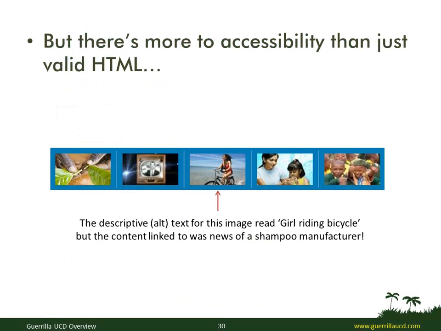Here's an example of where the accessibility issues are more than just valid HTML. This was from a very well-known multinational's public-facing website. And this particular image in the middle had the descriptive text, the alt text, girl riding bicycle. So if you couldn't see the screen, then that was what was read out to you. But what in fact it led to was a report of the company taking over a shampoo manufacturer, which obviously is very different from a girl riding a bicycle.